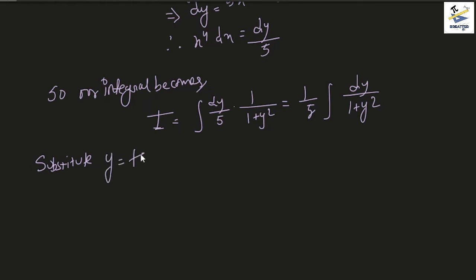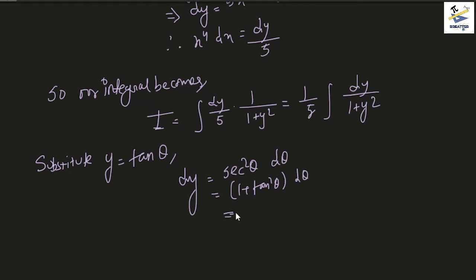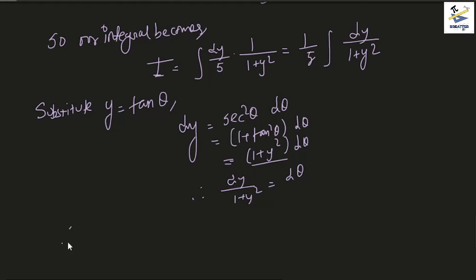So substitute y equals tan theta, where theta is another variable. Then dy would be equal to sec square theta d theta, if you remember the derivative of tan theta, and sec square theta is just 1 plus tan square theta, and as you know 1 plus tan square theta is just 1 plus y square. So therefore dy by 1 plus y square equals d theta. So this whole thing becomes d theta, right? So therefore I equals the integral of d theta by 5, which is just theta by 5 plus c.